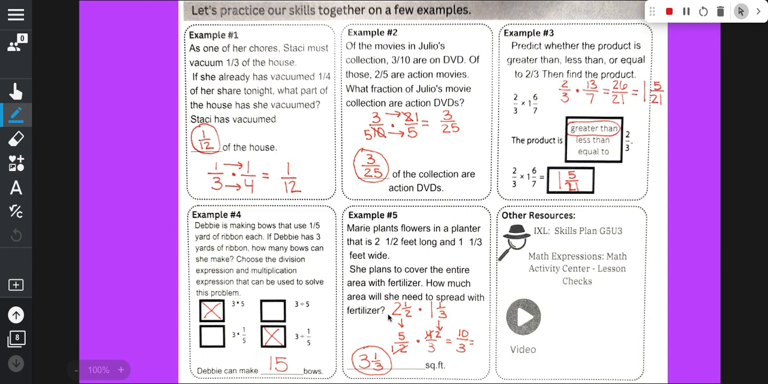So we're going to take our 2 mixed numbers. Since we're multiplying, we're going to convert them to improper. So 2 1/2 becomes 5/2 times 1 1/3 becomes 4/3. We can simplify the 4 and the 2. Then we multiply straight across the top, we get 10. Straight across the bottom, we get 3. We know that 3 goes into 10 3 times with 1 left over, so our answer is 3 1/3.